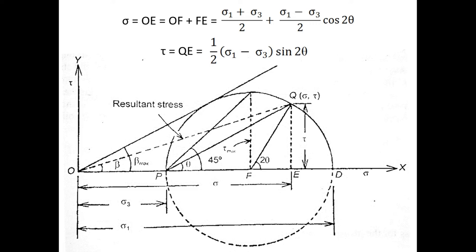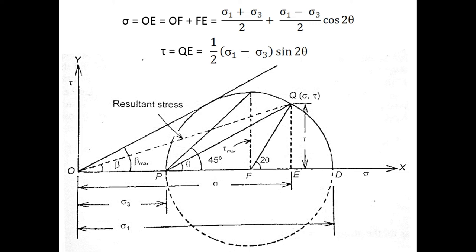You can use it both ways. Either you can find the coordinates and the stresses acting on any plane inclined at an angle theta, or you can have a stress system and trace it back to point P and find out at what angle the particular plane on which sigma 1 and tau 1 is acting is inclined. So you can use it either way.